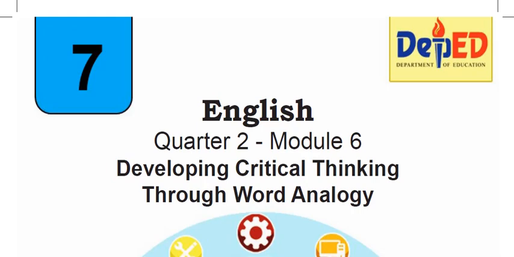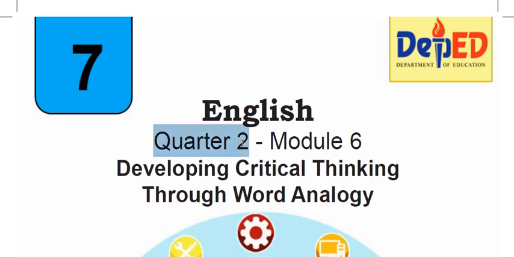So here is again your English teacher, Ma'am Jane, and I will be explaining to you the "What Is It" part in this module. And this module again is entitled Developing Critical Thinking Through Word Analogy. So remember, we already had the lesson on analogy in the first grading. So this is just a recap.